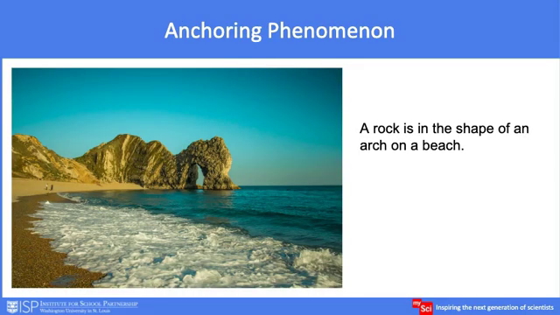In this unit, students try to design a structure to prevent wind erosion. The anchoring phenomenon used to connect students to the science content is the idea that rocks can change shape, such as this one in the shape of an arch on the beach. How did this rock form? After each lesson, students will reflect to consider what they have learned that will help them figure out the answers to the questions they have about how the Earth's surface changes.